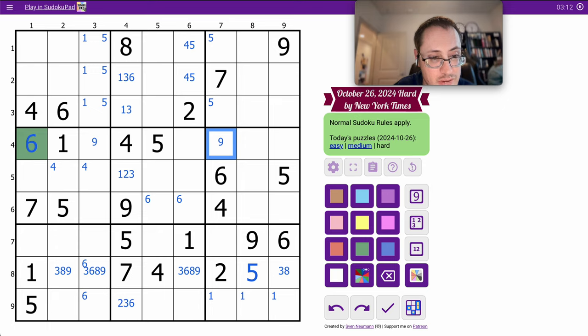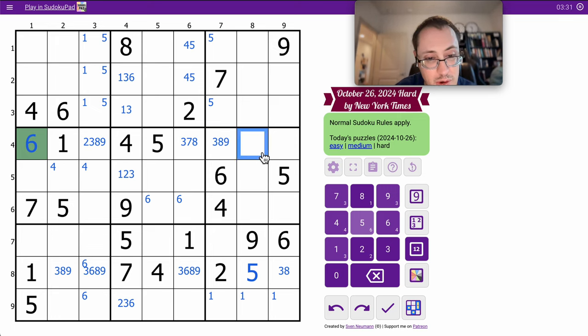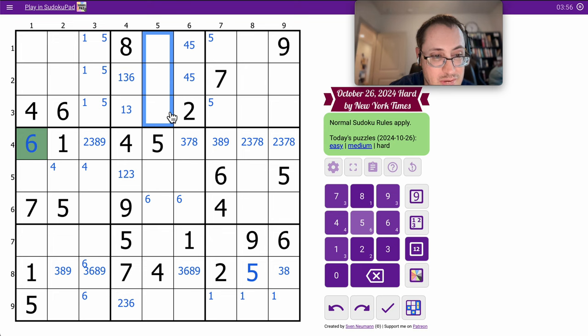One, four, five, six leaves two, three, seven, eight, nine. This can be four of them. This can only be three of them. Also three of them. Four, five, eight. Okay, well, these can't be seven, and those can't be seven, so seven's here.